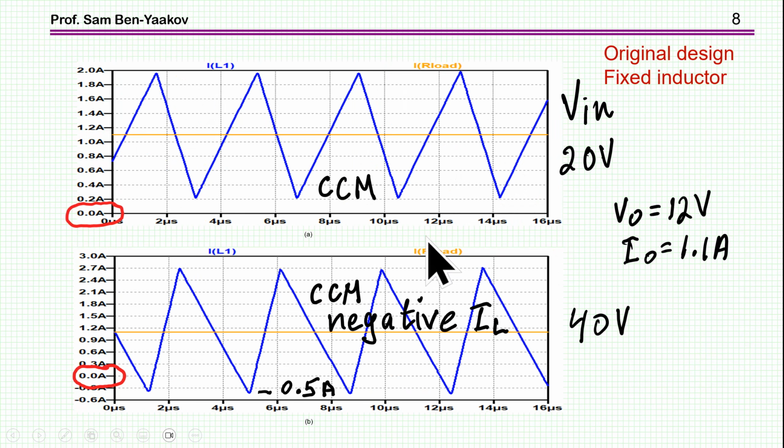Now, the original circuit without a change in inductor behaves like that. We see here two cases: output current of 1.1 amp, output voltage 12 volt, and this is with an input voltage of 20 volt, and this is 40 volt. What we see here is that here we are at CCM, while at 40 volt, the ripple is much higher, such that we have a large part of a negative current here, which is increasing losses because there is a circulating current which does not contribute to the real power.